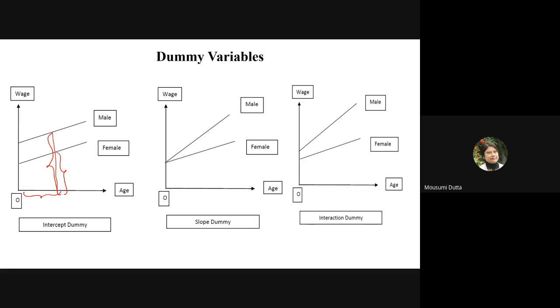The second diagram indicates the same starting point. However, for male, the wage rate is increasing fast with respect to experience. For female, it is slower. The third example: male and female have different starting points. Along with that, with experience, the wage of male increases at a faster rate compared to the female.